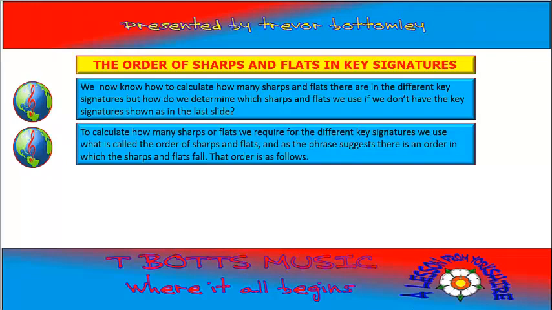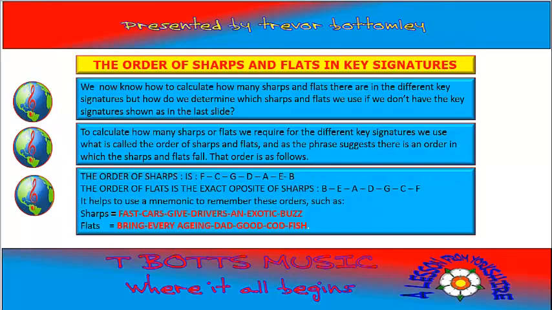the order of sharps and flats. And as the phrase suggests, there is an order in which the sharps and flats fall. The order is as follows. The order of sharps is F, C, G, D, A, E and B. The order of flats is the exact opposite of sharps: B, E, A, D, G, C and F.